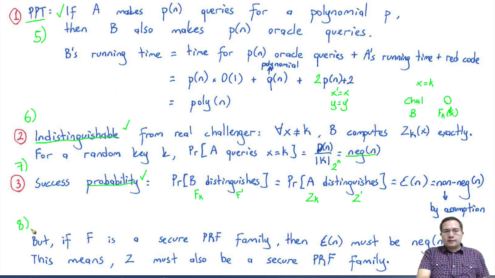So as the eighth item, we can conclude our theorem. Remember, if F is a secure PRF family, then this epsilon, B's distinguishing advantage, must be some negligible function. Remember, epsilon is also A's distinguishing advantage, so A's distinguishing advantage must also be negligible. Overall, we can conclude our proof by saying that this means Z must also be a secure PRF family. So if F is a secure PRF family, Z must also be a secure PRF family.